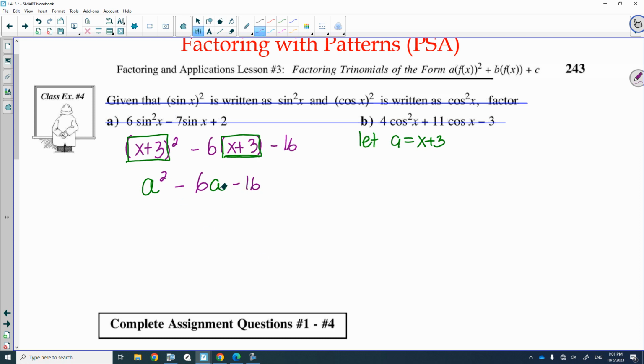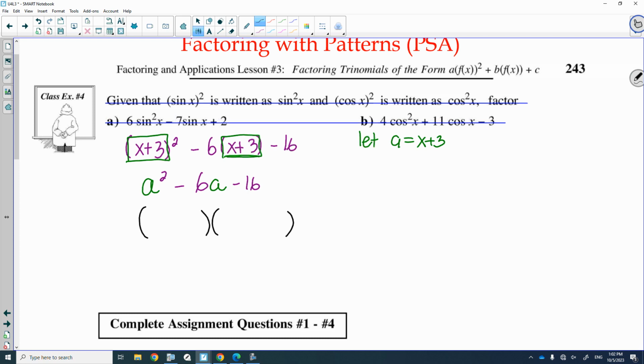If I gave you this and told you to factor this, how would you factor this? PSA1. Okay, so let's factor this using PSA1. So find the two numbers that multiply to -16 and sum to -6.